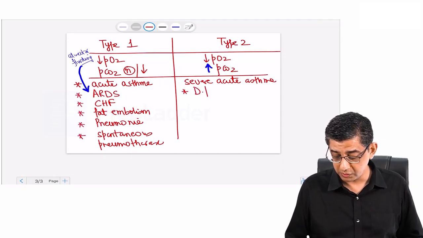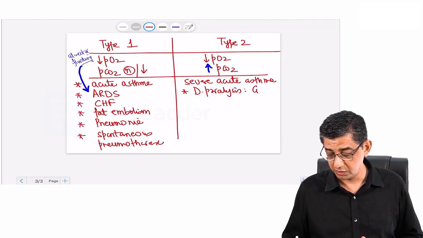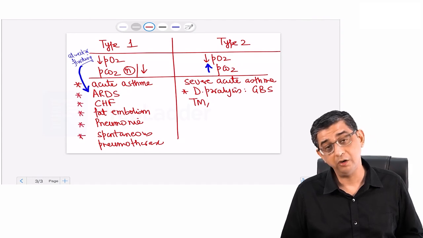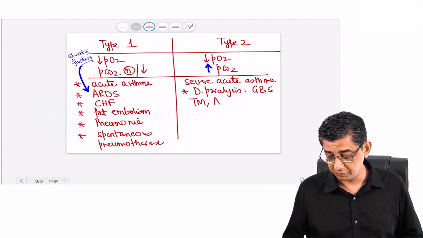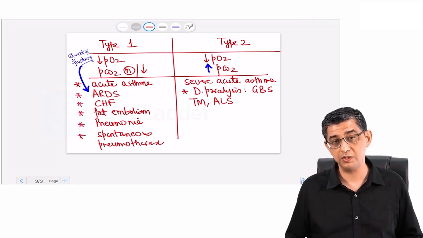Majority of times when the questions of type 2 respiratory failure have been asked in the exam, he has deliberately put up neurological causes. You see, conditions where I have discussed diaphragmatic paralysis can be like Guillain-Barré syndrome, transverse myelitis. I discussed about Stephen Hawking, the great astrophysicist who died of amyotrophic lateral sclerosis.